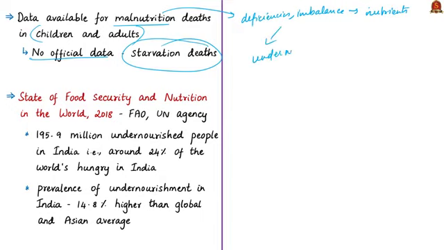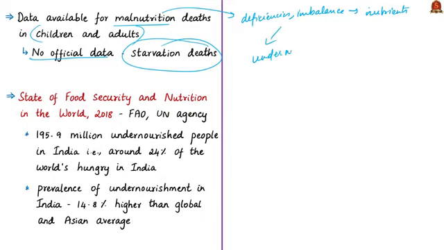The report is State of Food Security and Nutrition in the World 2018. According to this report, India is home to 195.9 million undernourished people. This amounts to around 24% of the world's hungry. And according to this report, prevalence of undernourishment in India is 14.8% higher than both the global and Asian average.